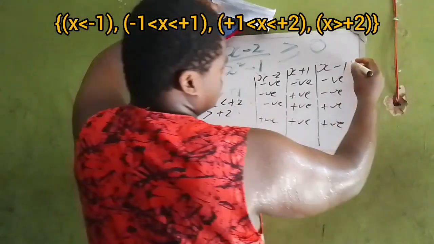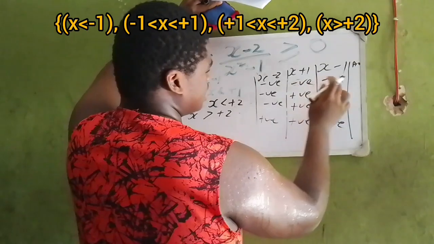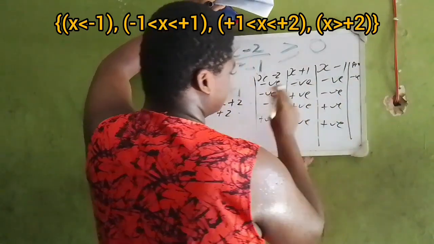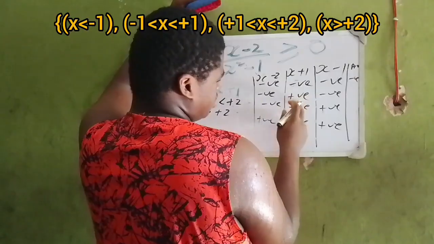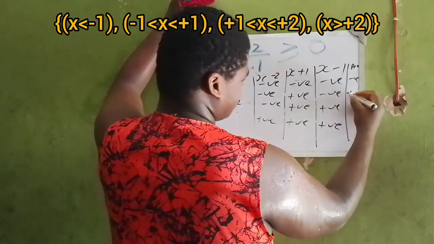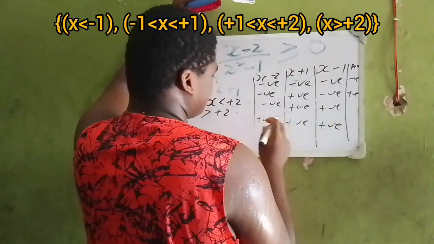Okay, their product will be here. Let's call this product. Minus times minus times minus, that is minus, because minus times minus is positive, positive and minus is negative. Minus times positive times minus is going to be positive, because minus times positive is negative, negative times negative is positive.